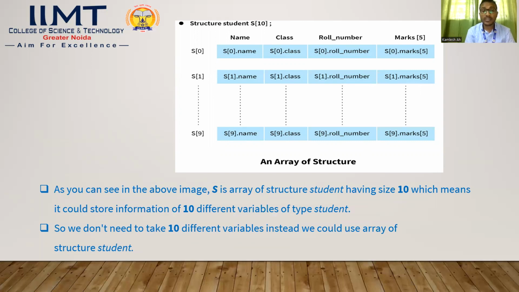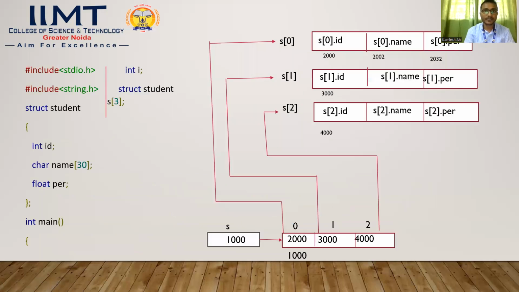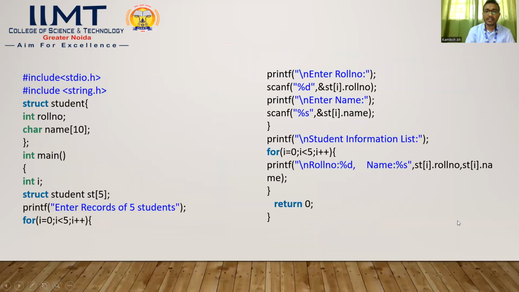So we don't need to take 10 different variables. Instead, we could use an array of structure student. Okay, this is another representation. This is the program for student. Student has content ID, name, and percentage. This percentage is of type float, name is of type character, ID is of type integer. The main method is in the next program.